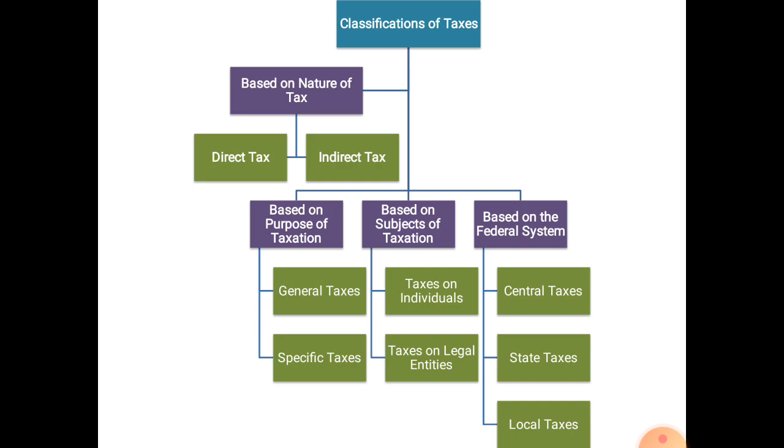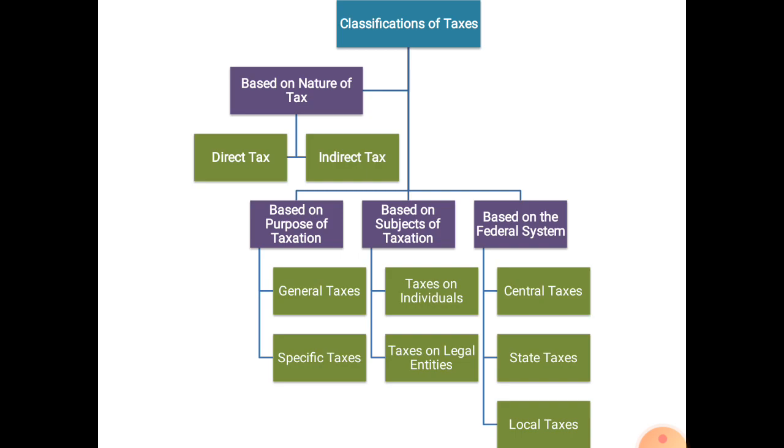Next, based on the purpose of taxes, they can be classified as general taxes and special taxes. General taxes are the taxes that are used to finance the general government budget, without being fixed for any particular type of expenditure. Specific taxes have a specific purpose. Example, education cess.